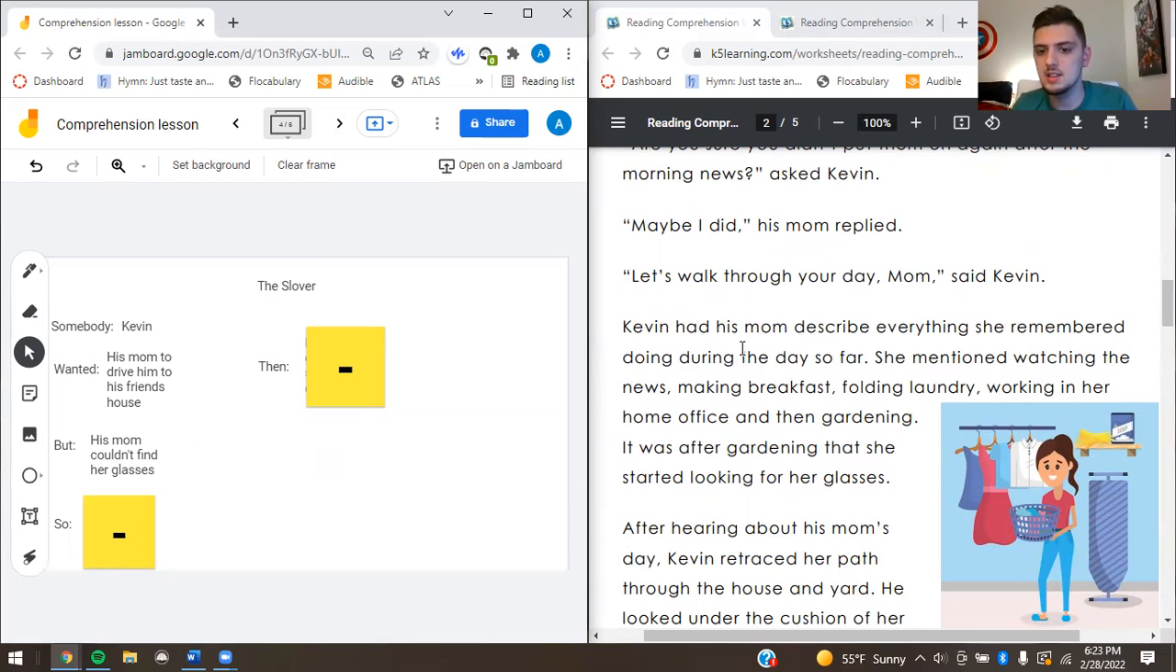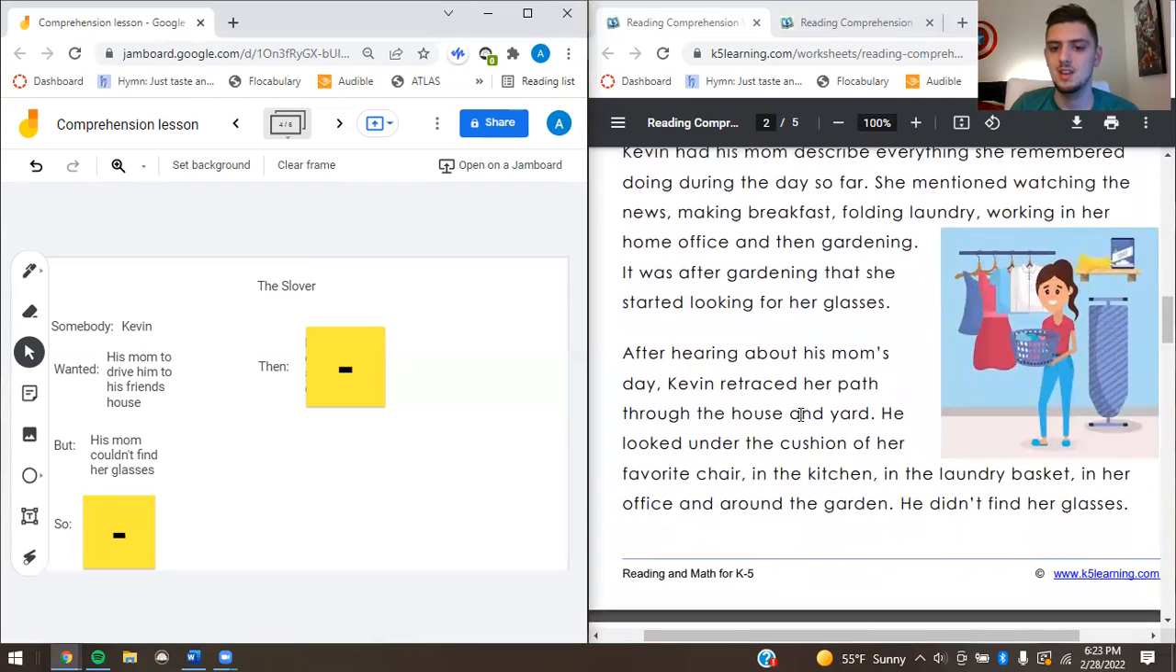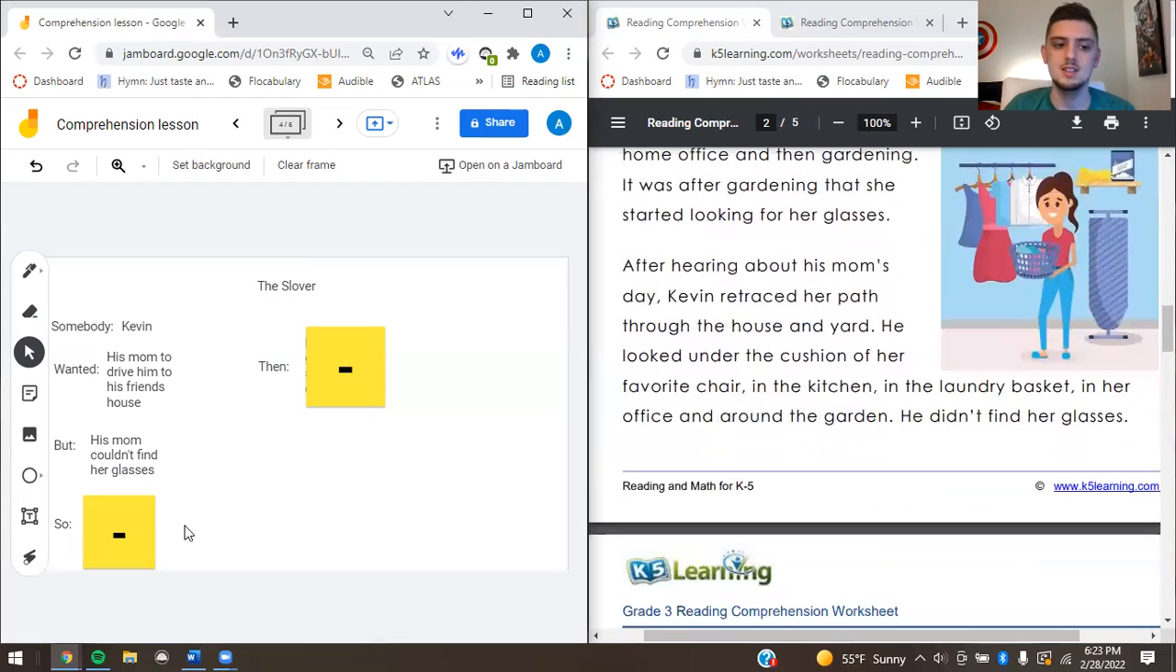Kevin had his mom describe everything she remembered doing during the day so far. She mentioned watching the news, making breakfast, folding laundry, working in her home office, and then gardening. It was after gardening she started looking for her glasses. After hearing about his mom's day, Kevin retraced her path through the house and the yard. He looked under the cushion of her favorite chair, in the kitchen, in the laundry basket, in her office, and around the garden. Couldn't find her glasses.